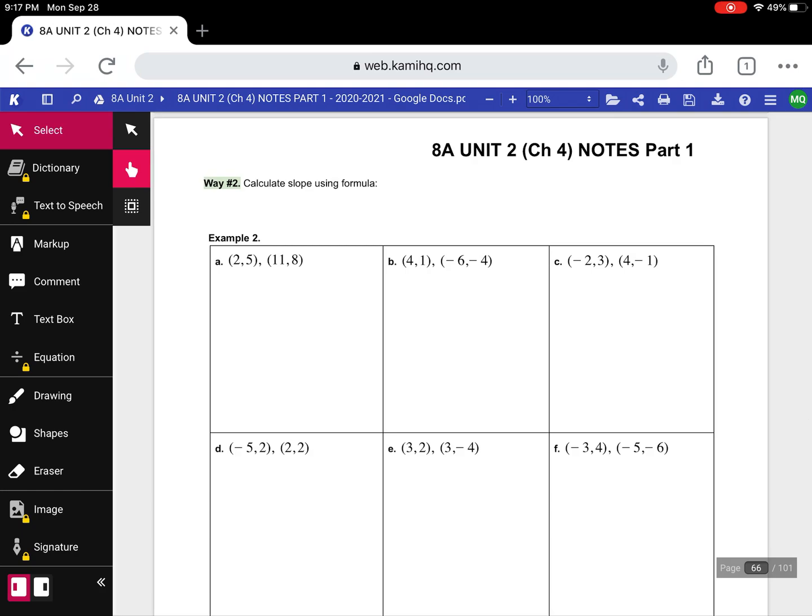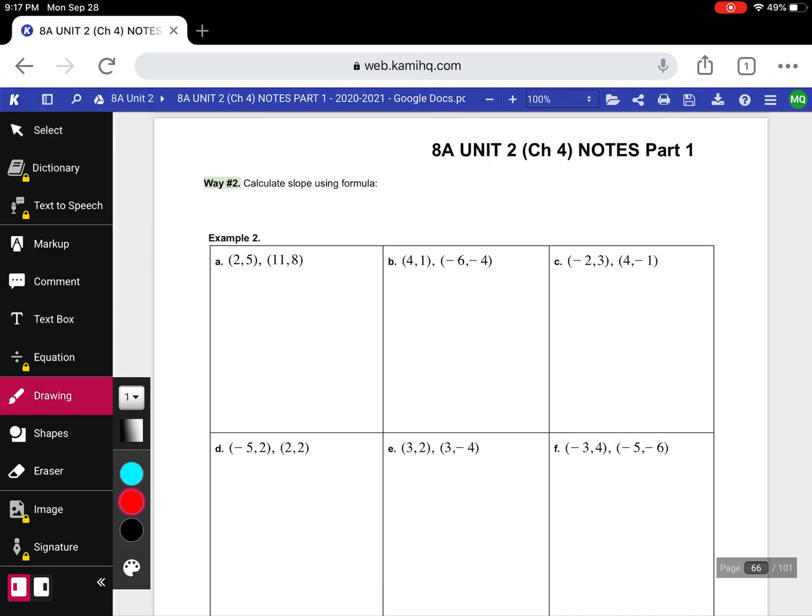Calculating slopes. Okay, so we talked about on the previous page how we calculate slopes on a graph by counting. Now we're going to talk about calculating slopes using a formula. And you should remember this from last year with Mr. Robert. We have our slope formula, which is y2 minus y1 over x2 minus x1.